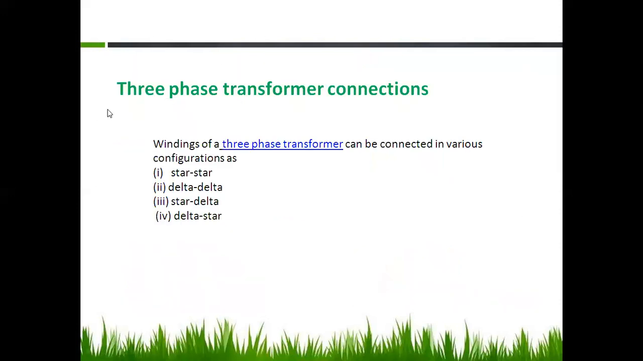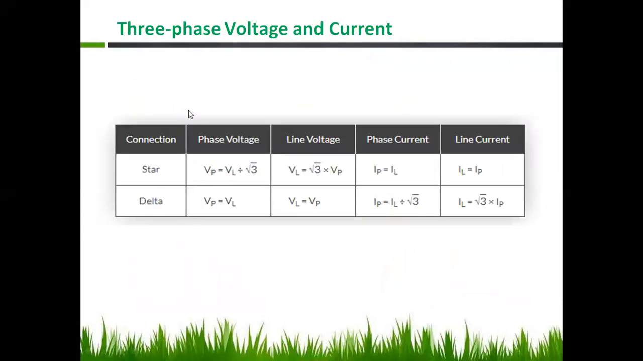The three-phase transformer can be connected as star-star, delta-delta, star-delta, or delta-star. Now the voltage and the current. In the star connection, the line voltage is root 3 times the phase voltage, and the phase current is equal to the line current. In the delta connection, the phase voltage and line voltage are the same. The phase current is the line current divided by root 3, and the line current is root 3 times the phase current.